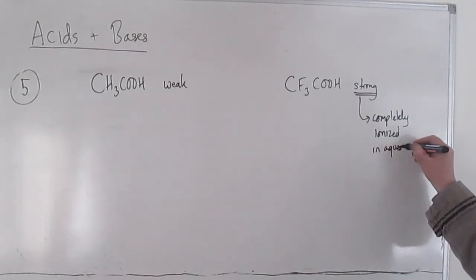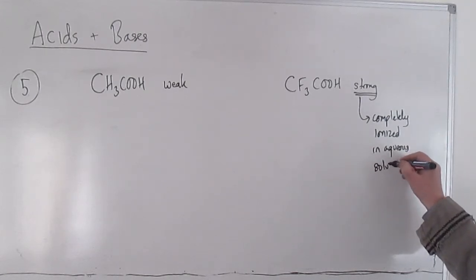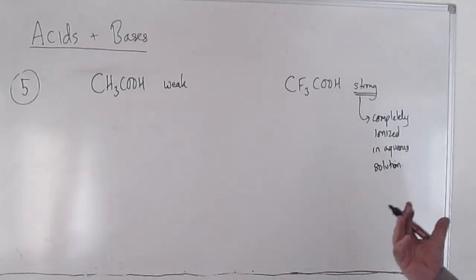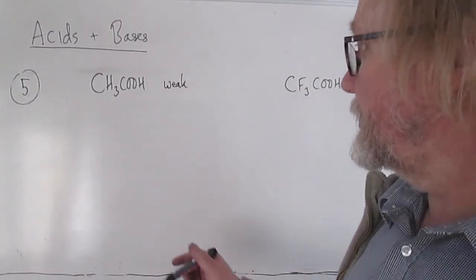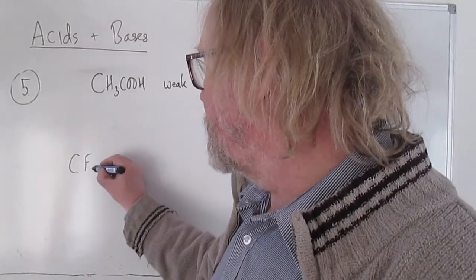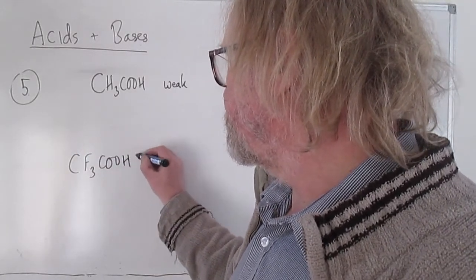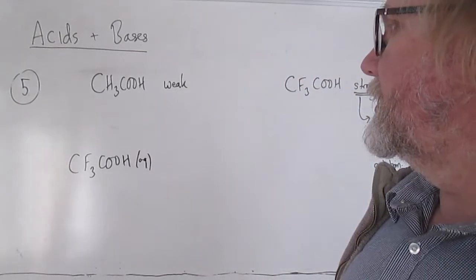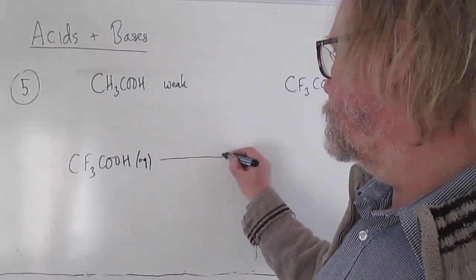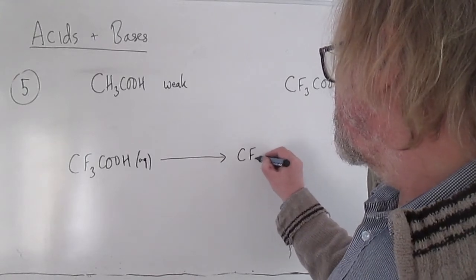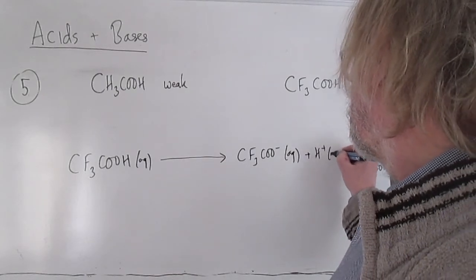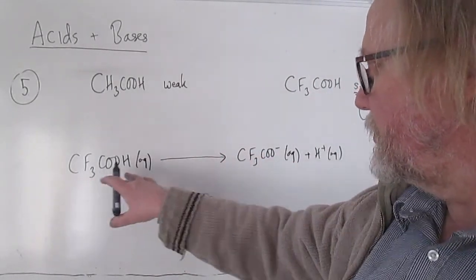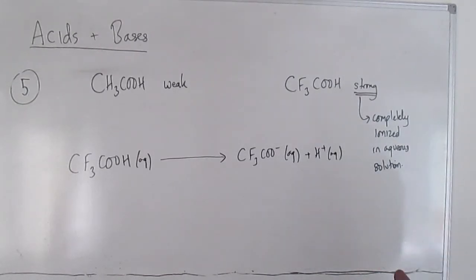So what does that mean? Well, it just means that essentially every molecule, or it's never going to be quite every one, but very, very nearly every molecule is broken up into H+ and the rest. So we can express that as an equation by making it a one-way equation and saying when you dissolve that in water, all of it breaks up to make CF3COO- plus H+. Okay, and that one-way arrow saying that essentially all of it gets converted into ions, that's saying that.